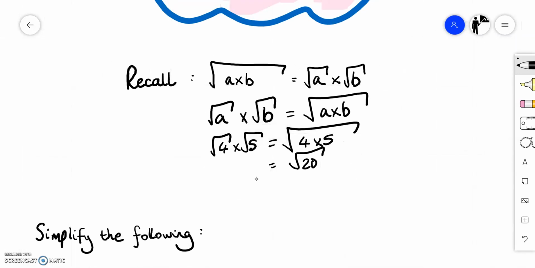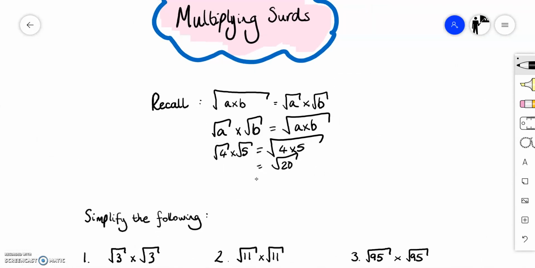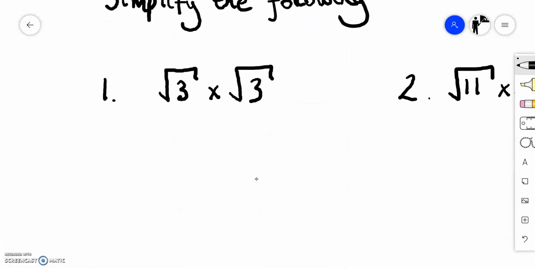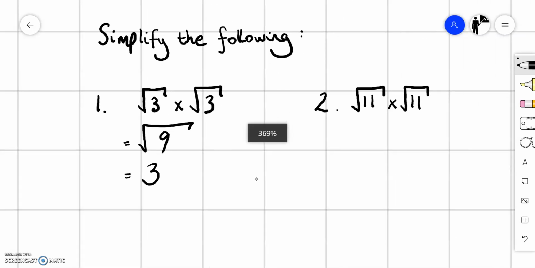I think I've got 6 examples here, but we should be able to get through them quite quickly. So example 1, we've got root 3 times root 3. We can combine that, so that's going to become the square root of 3 times 3, which is 9. But this is one of the special examples because we know the square root of 9. The square root of 9 is 3. There we go, that's example 1.